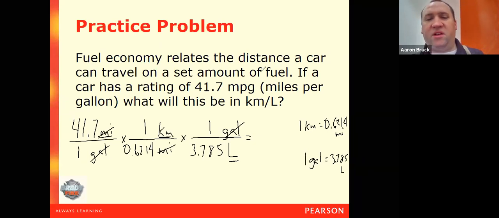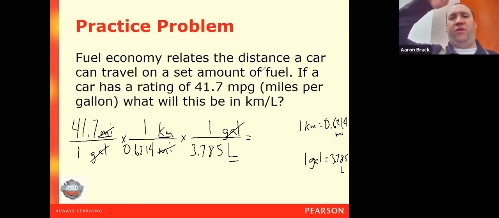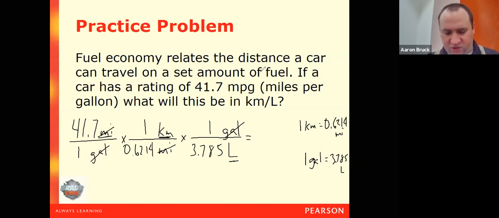Remember, for multi-step dimensional analysis, I'm going to multiply by all of the numerators, divide by all the denominators. 41.7 times 1 times 1, divided by 1, divided by 0.6214, divided by 3.785. I had 3 digits coming in, so I'm going to have 3 coming out. 17.7 kilometers per liter.